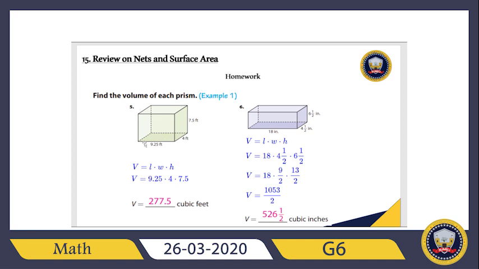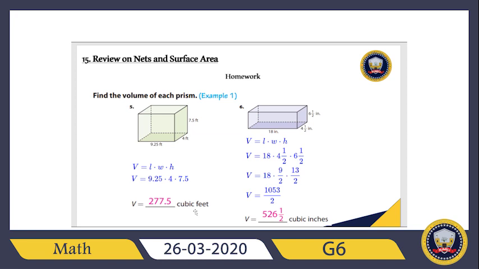What is the area of the base? It's length times width. So my volume is L length times W width times H height. L is 9.25 feet, W is 4, H is 7.5. Do your multiplication and your volume for this prism is 277.5. What is the unit? Cubic feet. My lengths are in feet, so the volume is in cubic feet. You can write it as ft with a small 3 on the top, which is the power.